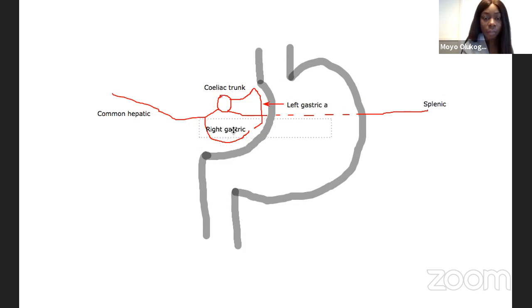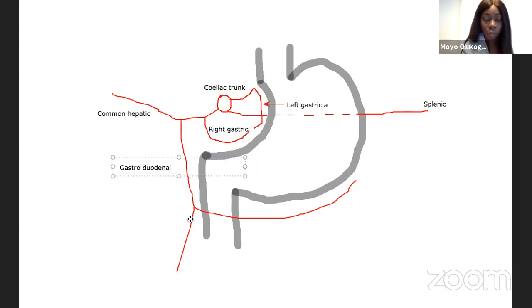We then have another branch known as the gastroduodenal. This travels down the GI tract and it splits into two branches, one here and one supplying this portion of the greater curvature. So let's label it. So gastroduodenal arises from the common hepatic. It gives rise to a branch which goes to the duodenum, which we won't label right now, and it gives rise to this branch, the right gastroepiploic.